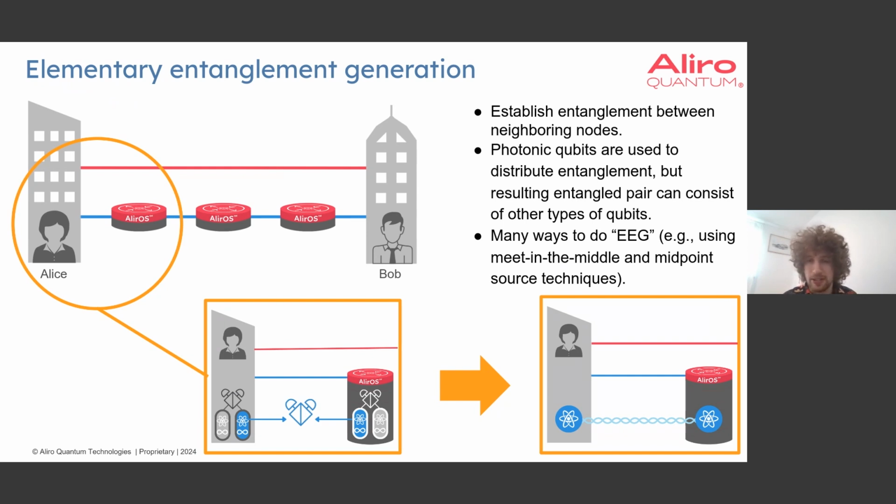We'll start with elementary entanglement generation. In EEG, we distribute entanglement between nearby quantum nodes. There are many protocols and even families of protocols for doing EEG. The example shown in the graphic here depicts a meet-in-the-middle scheme, which we will discuss in more detail in the next slide. Another common type of scheme is that of midpoint source, where an entangled pair is created at a single midpoint, and then each of these entangled qubits is transmitted to the two desired nearby nodes.